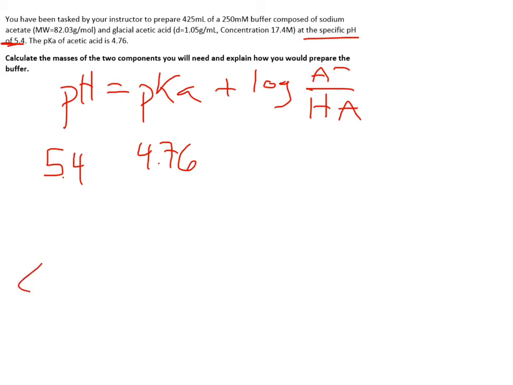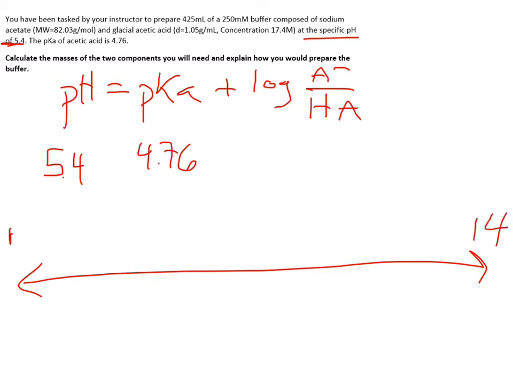And I like to think about the pKa being on a number line here. We'll go from a pH of 1 to 14, and remember, those reflect the concentration of H3O plus. Here our pKa is 4.76, and remember that the pKa is where the buffering agent is half in the A form, the deprotonated form, and half in the HA protonated form.